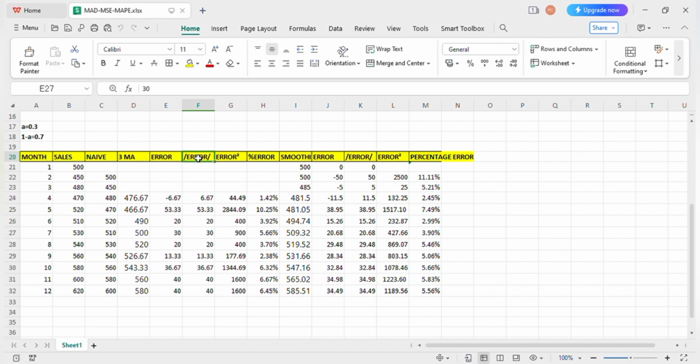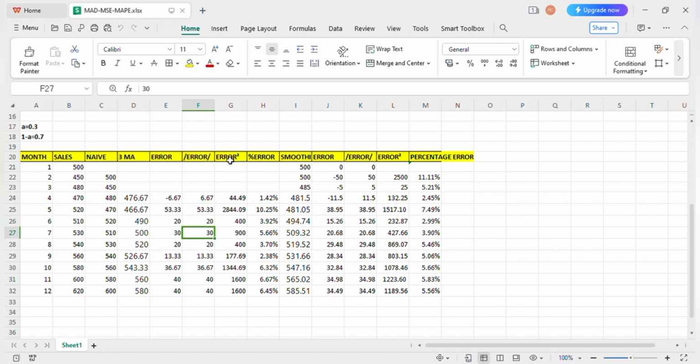The next one is the absolute error. From the error results, we only convert the negative result to positive. The only negative is the first forecasted sales, on the fourth period. We have negative 6.67, and we convert that into positive, so the absolute error is 6.67. The rest, the results from the 5th period to the 12th period, are all positive, and we only copy them to the absolute error.